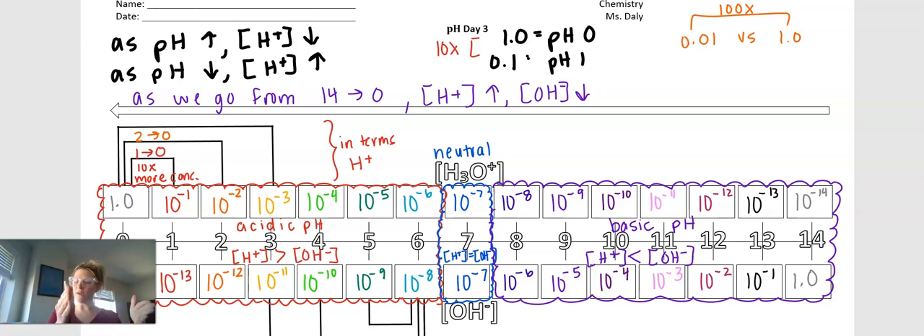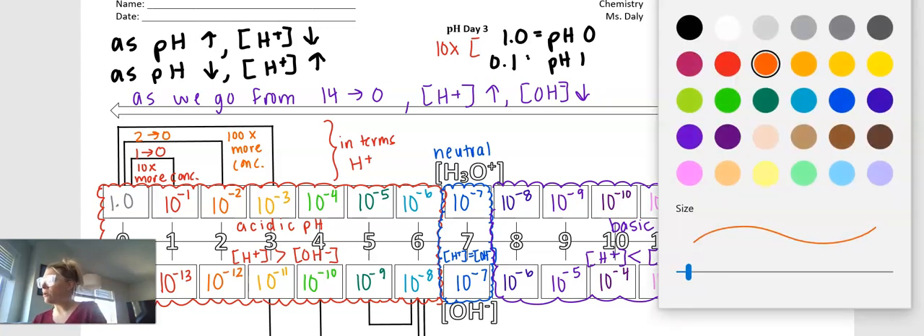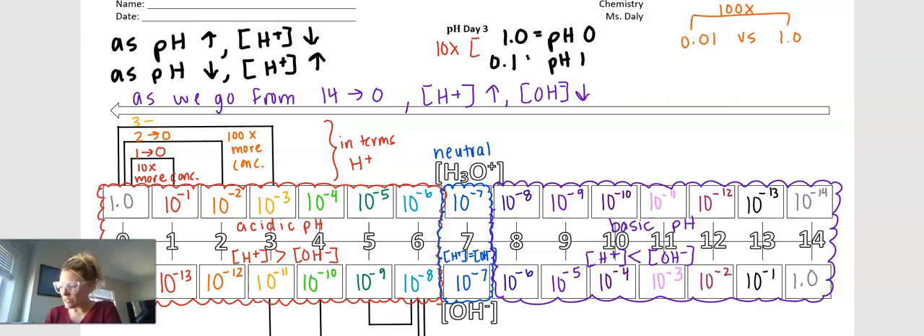So if I'm going two values, 0 to 2, instead of being 10 times different, I'm now 100 times different. So this is going to be 100 times more concentrated than that pH of 2. Okay. And lastly, what about going from a pH of 3 to a pH of 0? Well, are we picking up on the pattern here? 3 to 0 is going to be 1,000 times more concentrated.